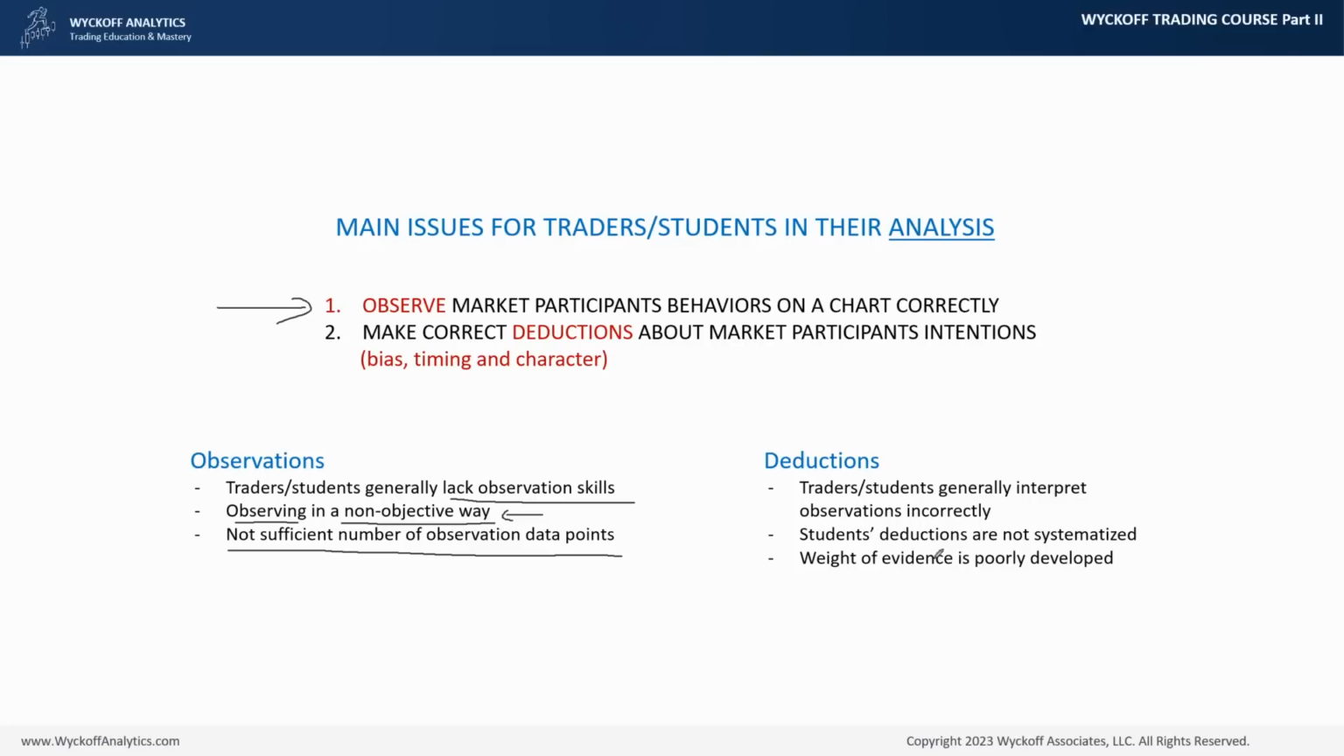And then there are the deductions. In a lot of cases, deductions are built incorrectly because there is some flaw in the logic building itself. There is no systematization of the data being observed. Sometimes there is an ability to observe a lot, but no ability to systematize those data points, and then the weight of evidence is poorly developed. So all of that we definitely need to improve, and the practicum is the class for us to do that.